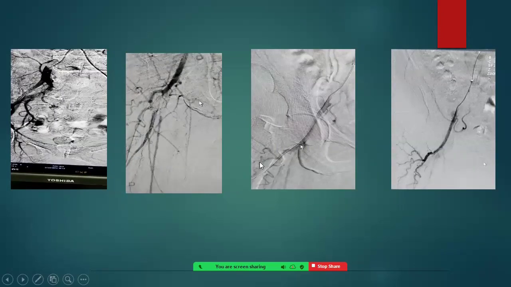And we put the wire in the profunda just to make sure that if anything happens, at least we have the wire in the profunda, so it will not occlude the profunda by ballooning of the SFA.